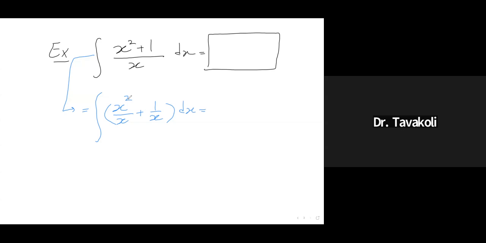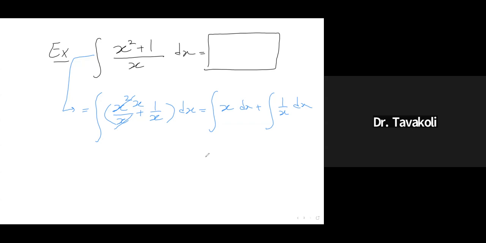In the first term, x squared over x is just x. So I have the integral of x plus the integral of 1 over x. You know that from Calc 1, when we have the sum of two functions and we want to integrate, we can split the integral as two integrals. So here, integral of x plus integral of 1 over x.